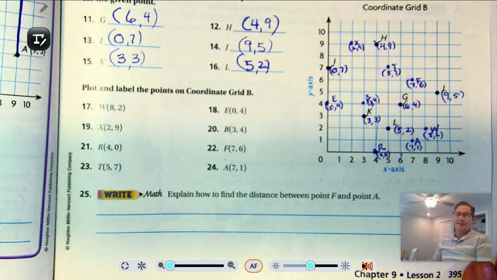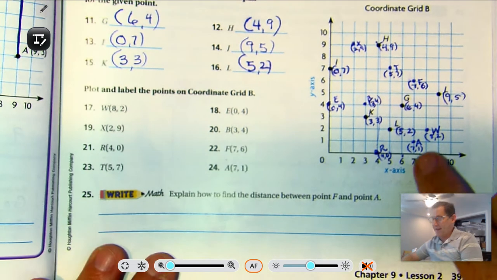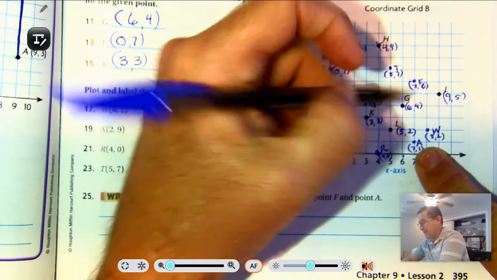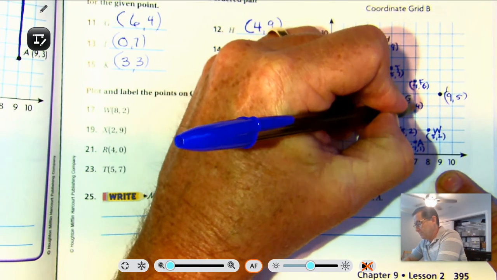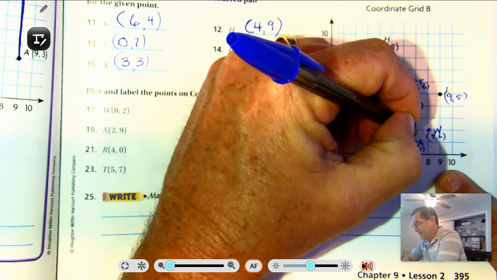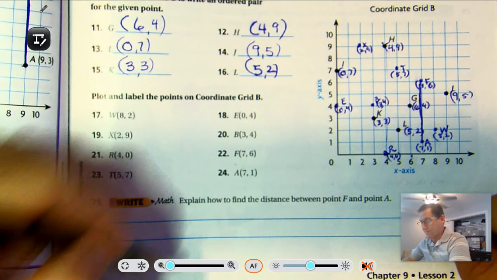How can you find the distance between point F and A? So let's find A, and here's F. So let's connect those two. So we need to find the vertical distance between F and A.